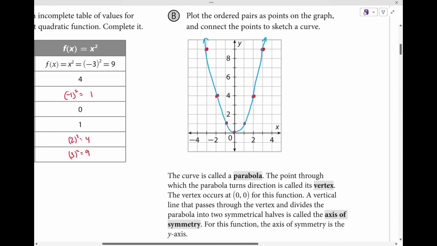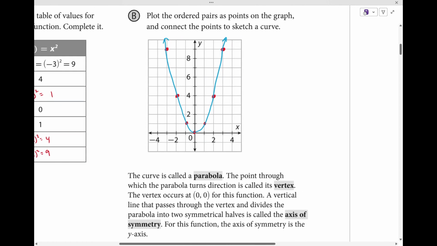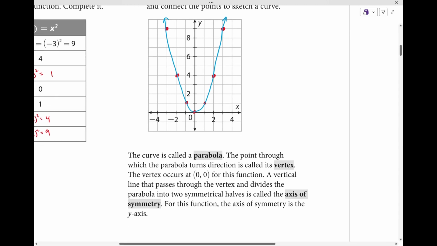Alright. This kind of curve is called a parabola. The point through which the parabola turns direction is called its vertex. So our vertex is right here, where it's going down, then it switches direction and it goes up. That point right there is called the vertex. It happens to be at (0, 0).